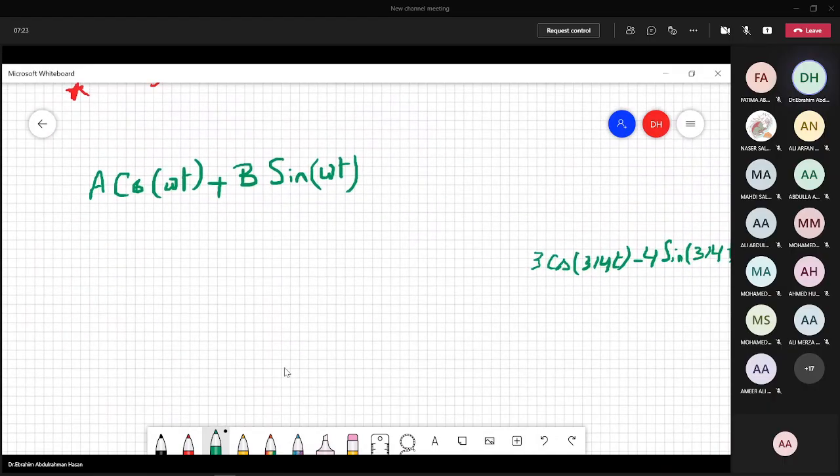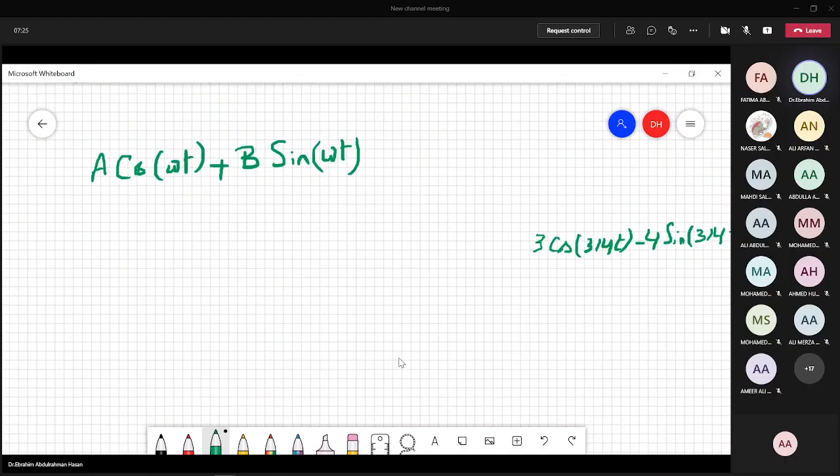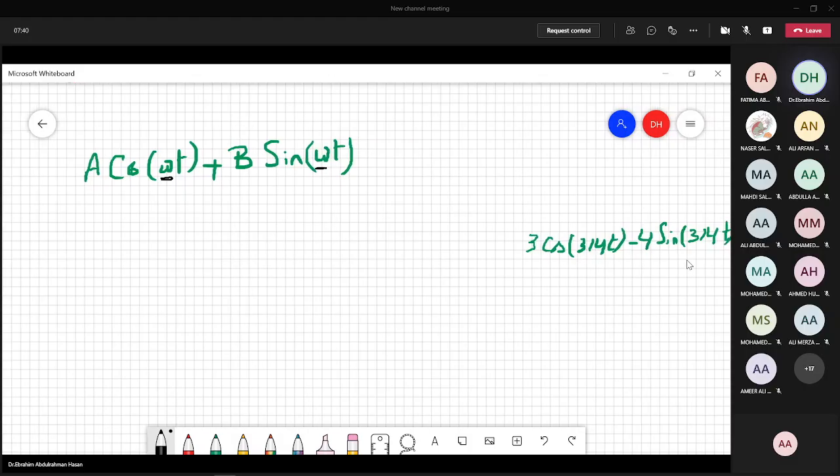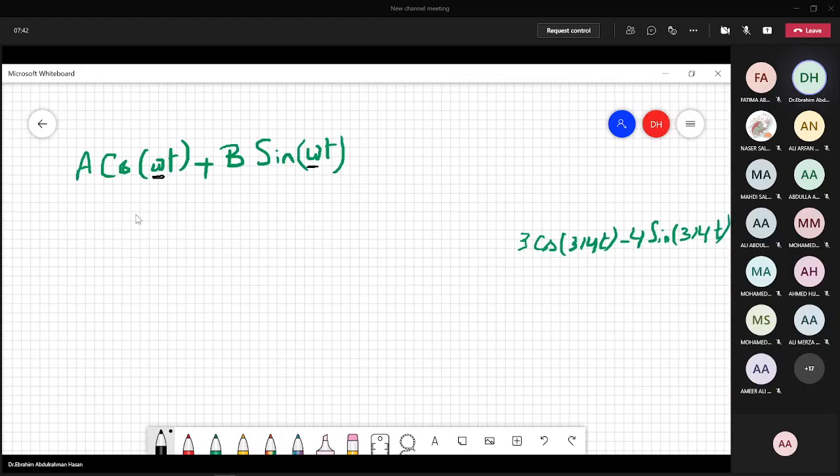Okay, put in your mind, if we have the same omega here, this is omega and this is omega, exactly the same, 314t and 314t, then the outcome from this one is a pure sinusoid.